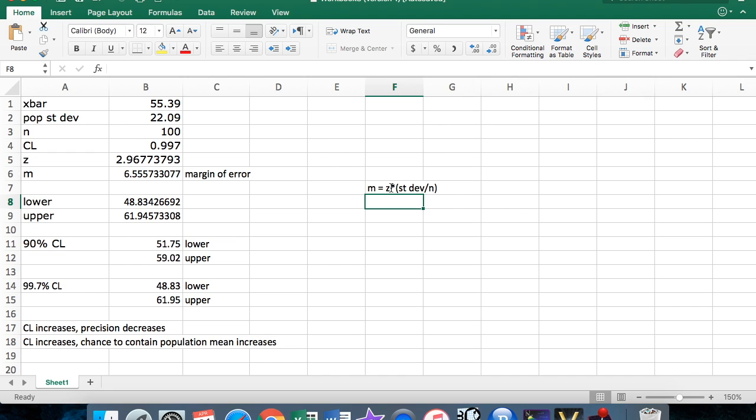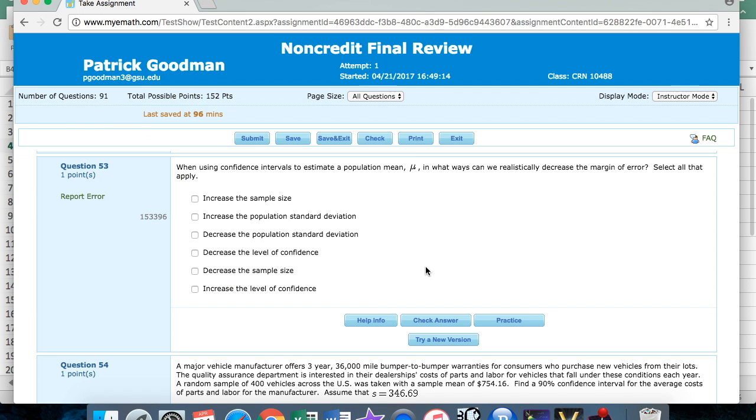Well, if we get z to be smaller, that would help, right? But how do we get z? Well, that's with my confidence level. But then, what's the main thing? Well, if we make n larger, that will make this fraction smaller, right? So if my standard deviation is 1 and my n is 2, and let's say I take 3, well, 1/3 is smaller than 1/2. So the best way to make my margin of error smaller is to increase my sample size.